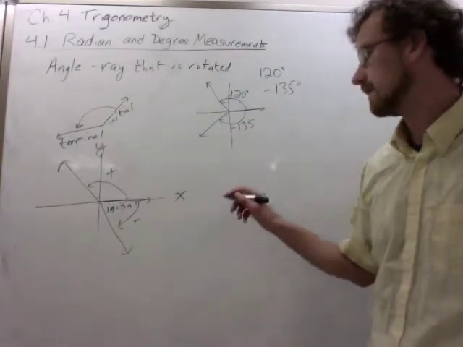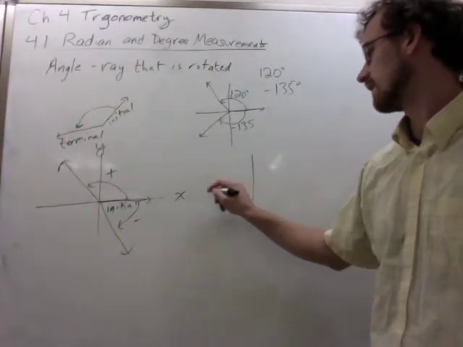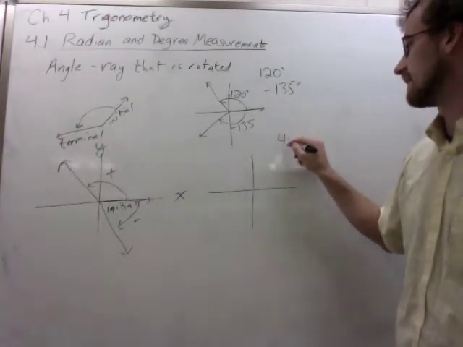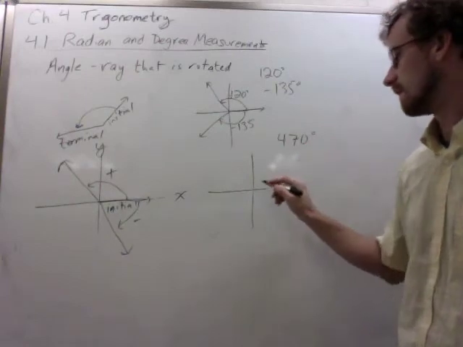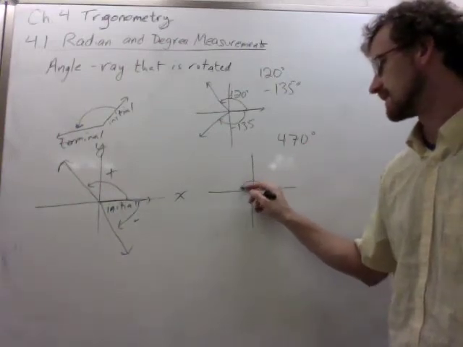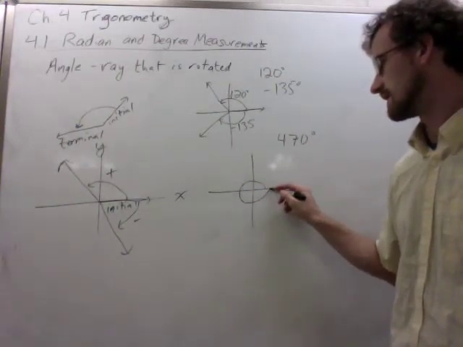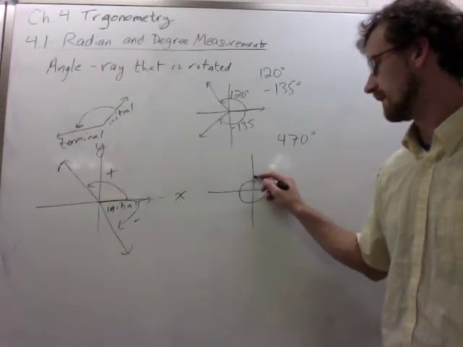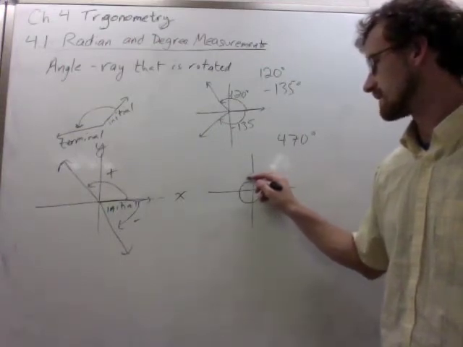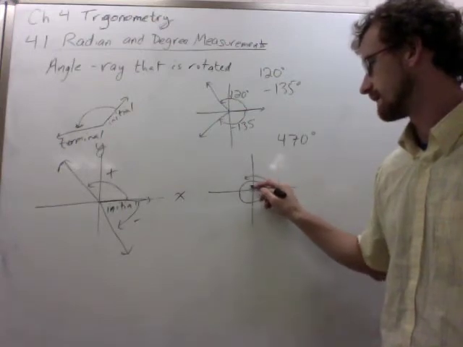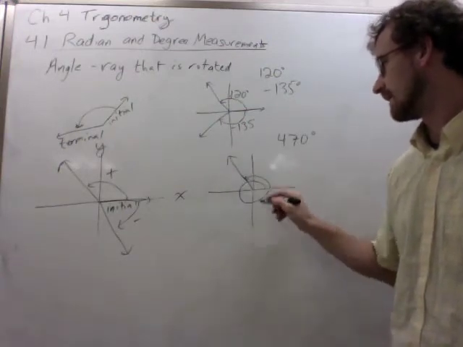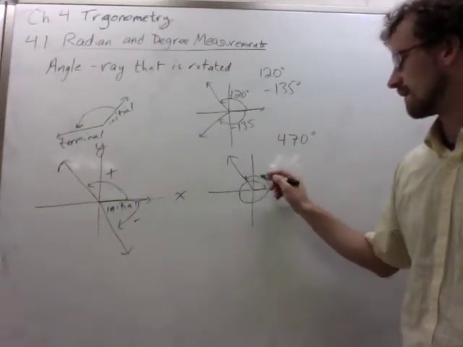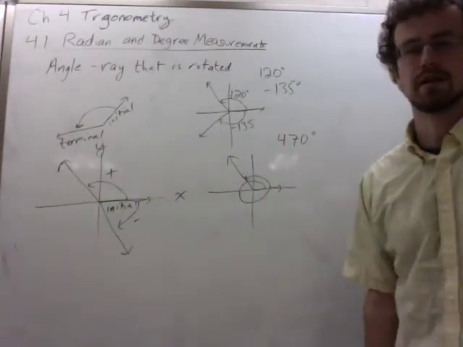Angles can also go more than a full circle. Let's say I wanted to graph 470 degrees. Well, a full circle is 360. So we go 360, and then another 90 would be 450, and then 470 is just a little bit more than that. So that would be our 470 degree angle, wrapping all the way around, coming back.